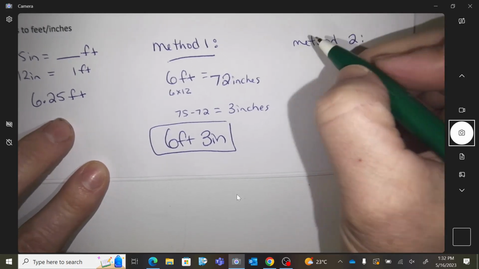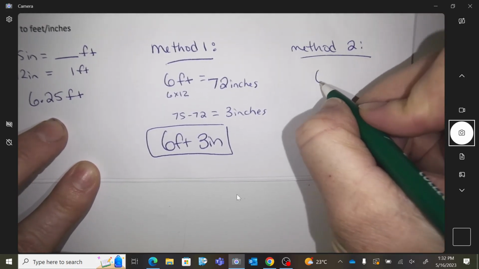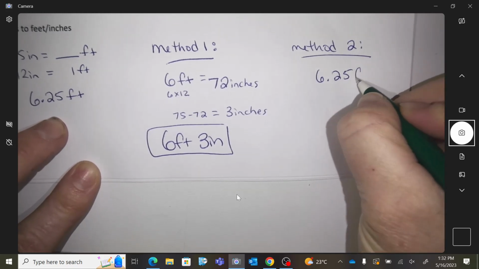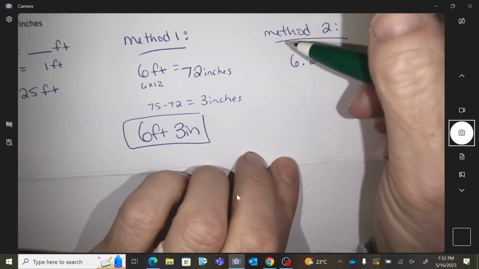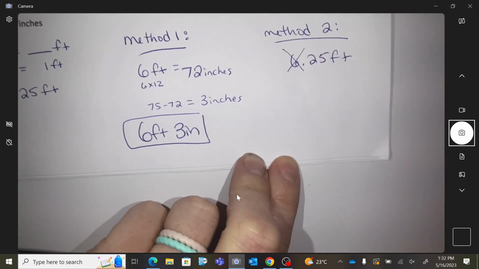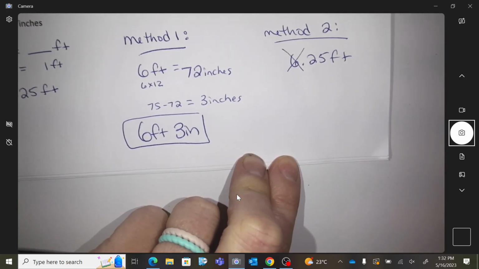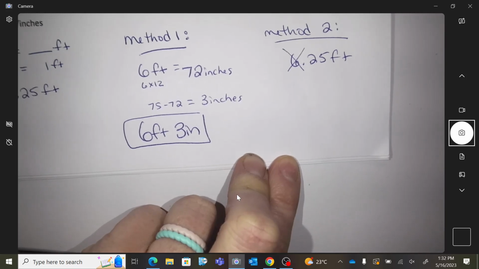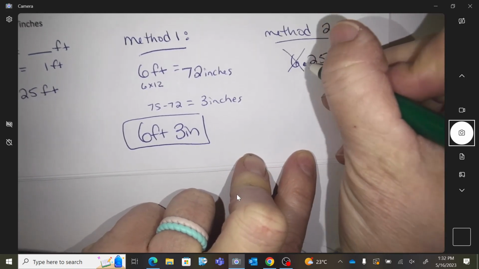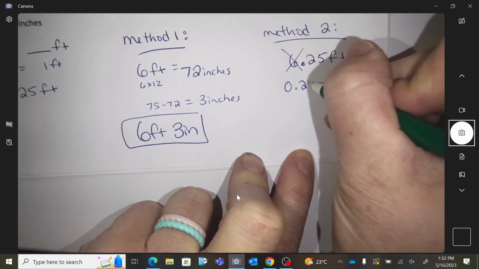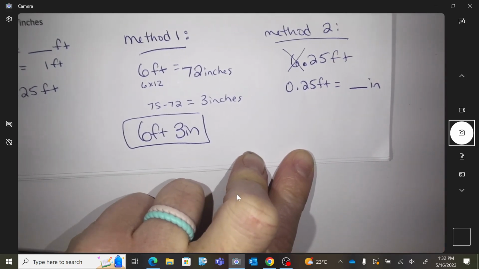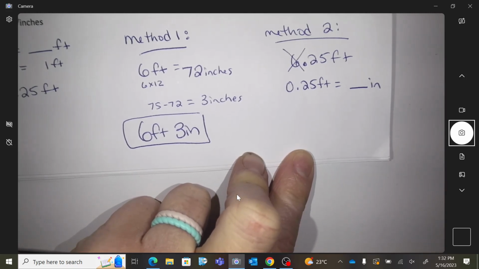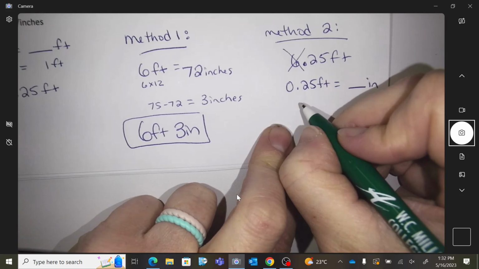Method 2. So we ended up with 6.25 feet. What you're going to do is take off that 6 feet, because I know that there's 6 feet. And then I'm going to take the 0.25 feet and figure out how many inches that is. So that was method 2. Just say, okay, the 6 feet, I know.